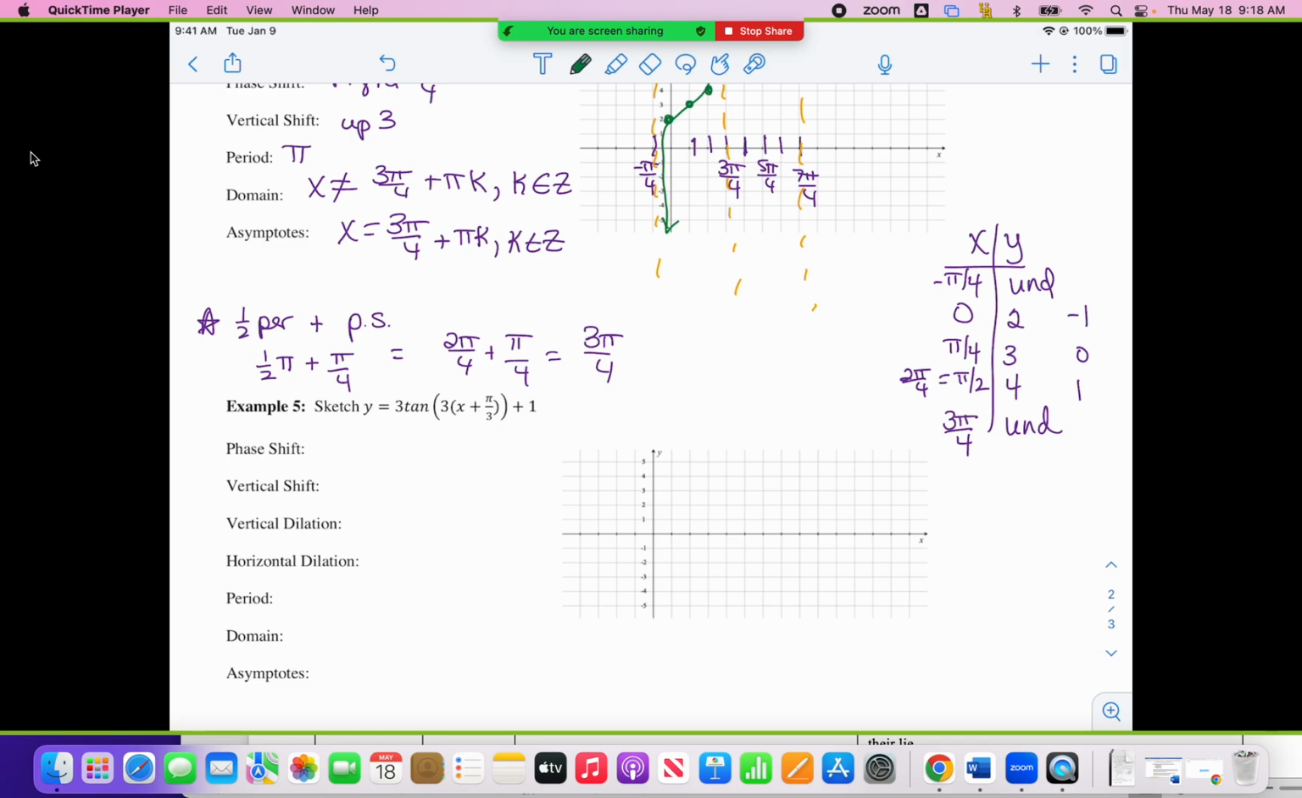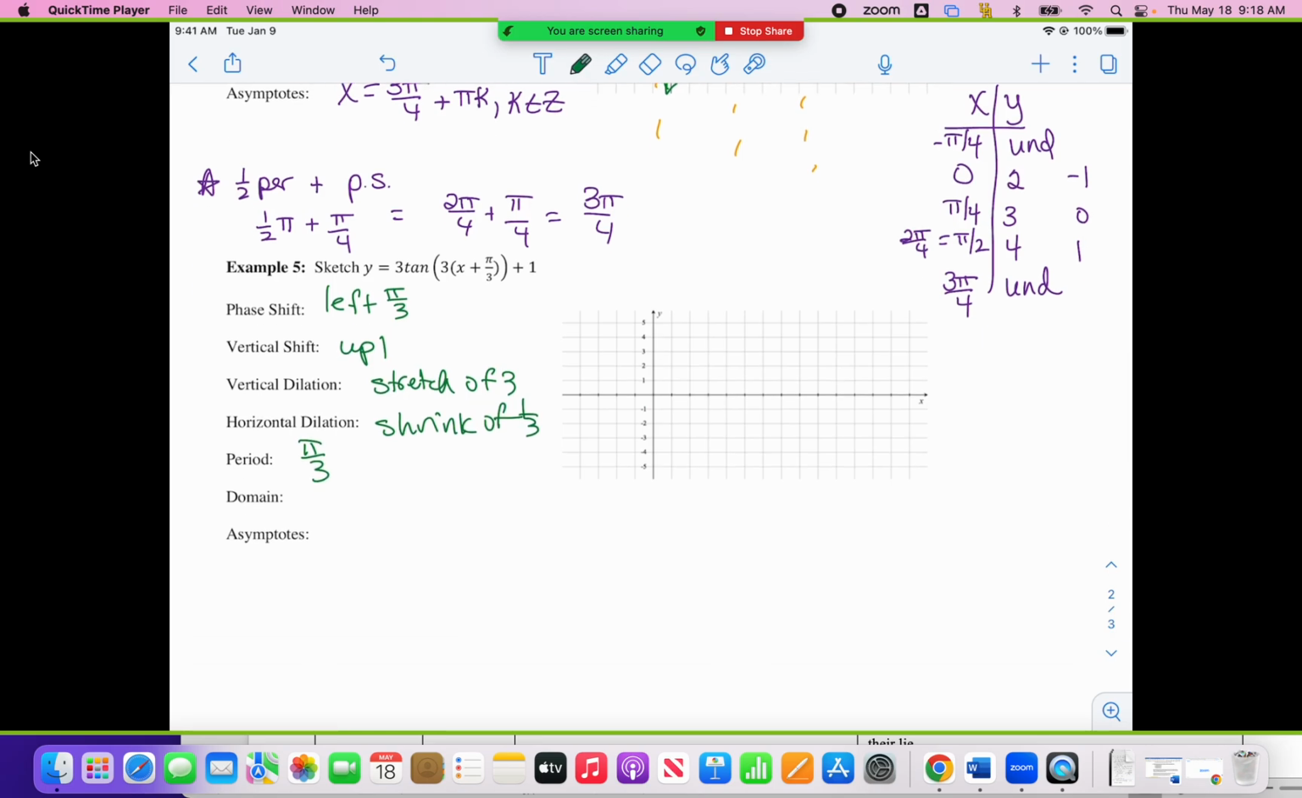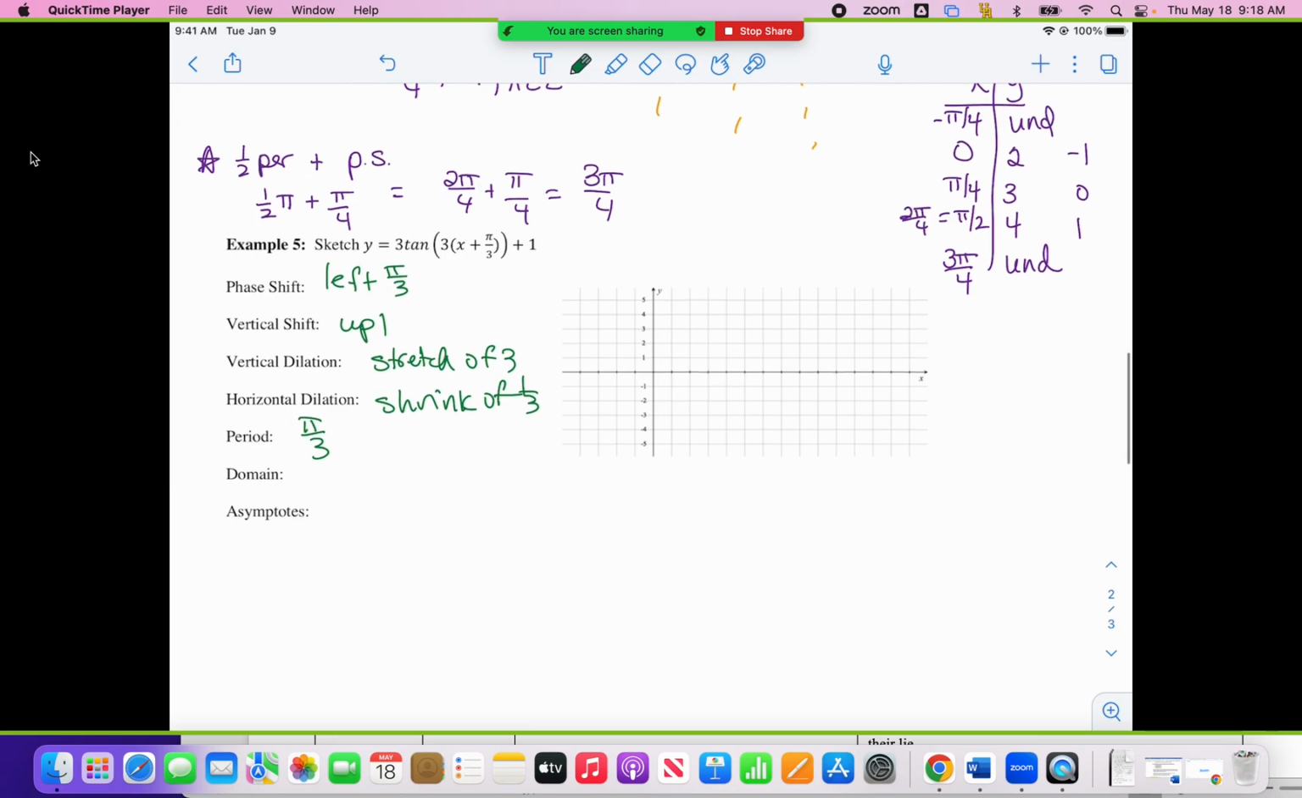All right, so phase shift. I got left pi over 3. The vertical shift, I had up 1. I had a stretch of 3 and a shrink of 1/3. The period length is pi divided by 3. Did we get those pieces? All right, awesome.